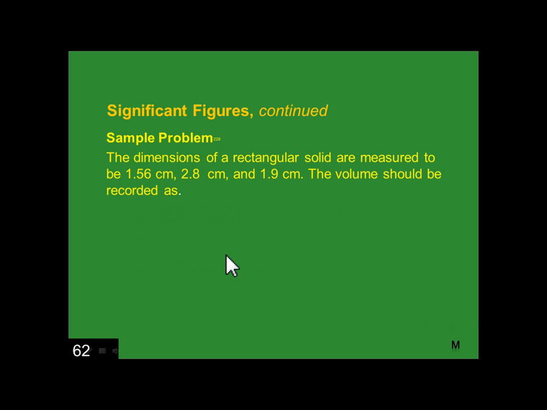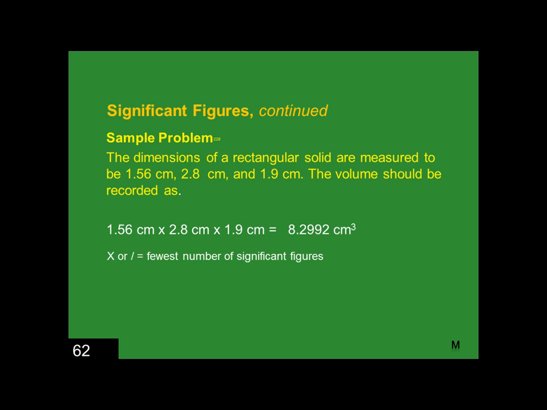Okay, another sample problem. The dimensions of a rectangular solid are measured as such. Calculate the volume. Well, to calculate the volume, you'd multiply the length times the width times the height, and you get this number here. But what is the right answer? I'm going to pause this while you write down the right answer. The right answer would be 8.3 cubic centimeters, because you have to go by the least number. This has 3 significant figures, this has 2, and this has 2, so you've got to go with 2 significant figures in your answer.